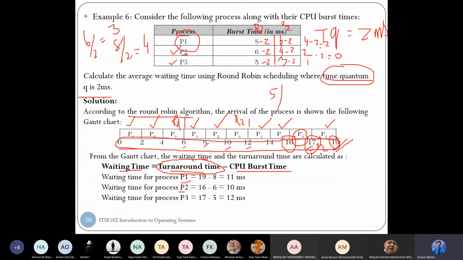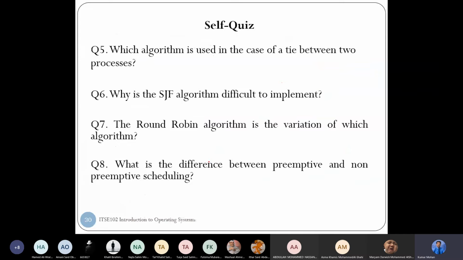5 divided by 2. How many times will P3 come? It is 2.5, right? That means 3 times. 2 and 0.5 makes 3 times. So I consider here P3 1 time, 2 times, and adding 1 for the 0.5. So 2 plus 1, 3 times. So you can calculate how many times each process will come.